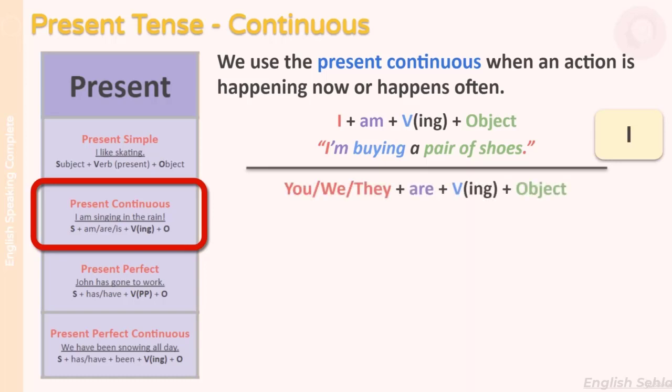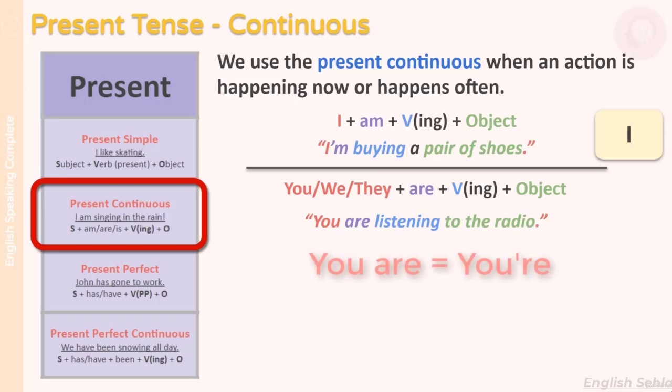Okay, how about for you, we, and they? So you, we, they plus are plus verb ing plus the object. You are listening to the radio. How could we contract this? Okay, it would be you're listening to the radio. So well done if you got that right.